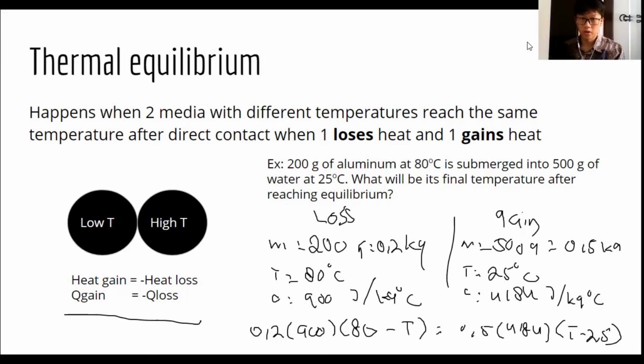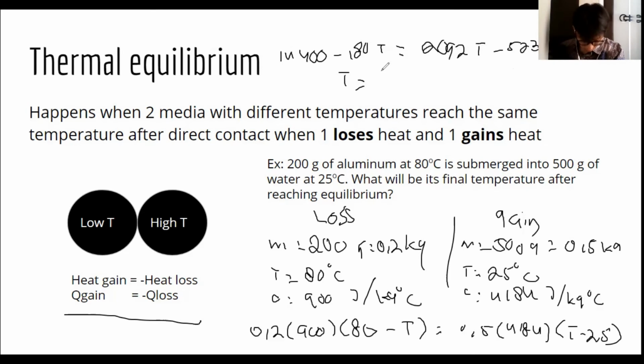So let me write it up here. So we transfer 52,300 and 180 T, and when we divide, we will get a final temperature of 29.4 degrees Celsius. Alright, so that's it for thermal equilibrium.